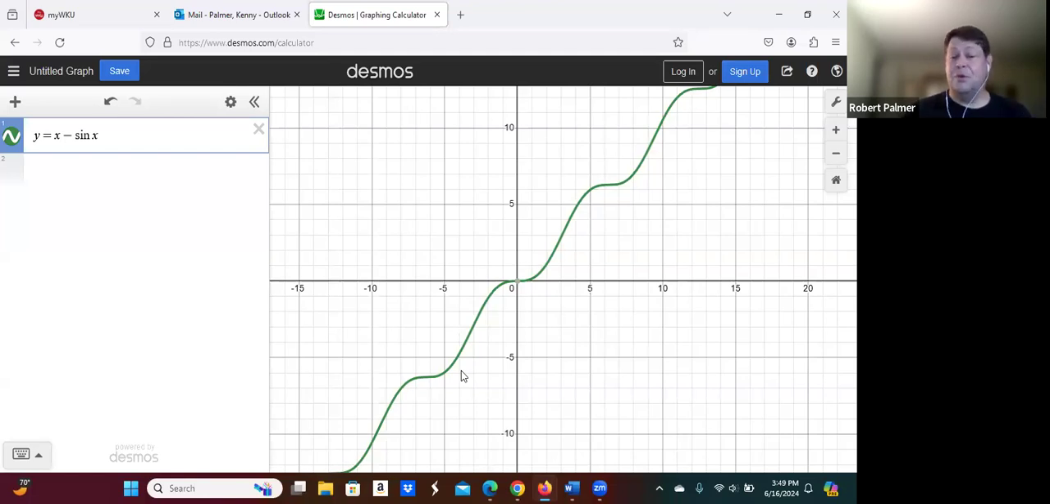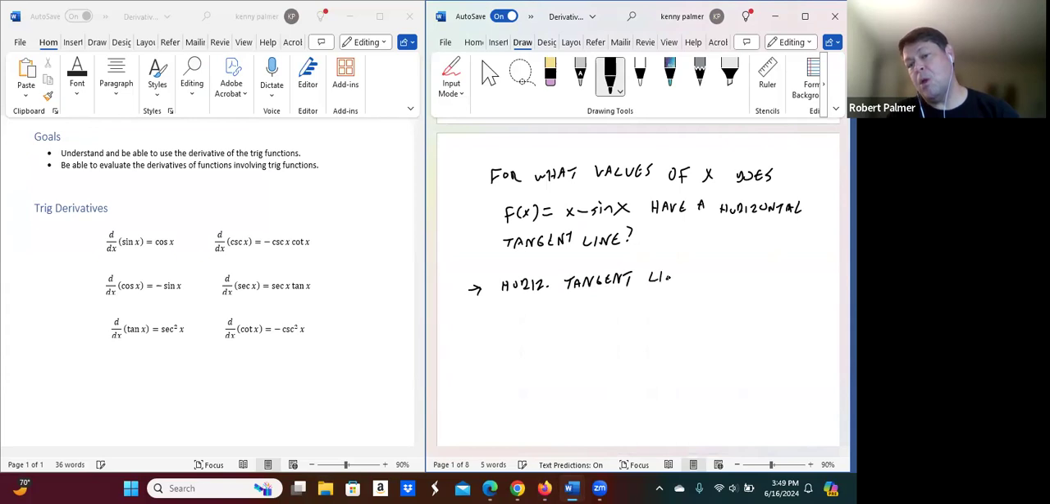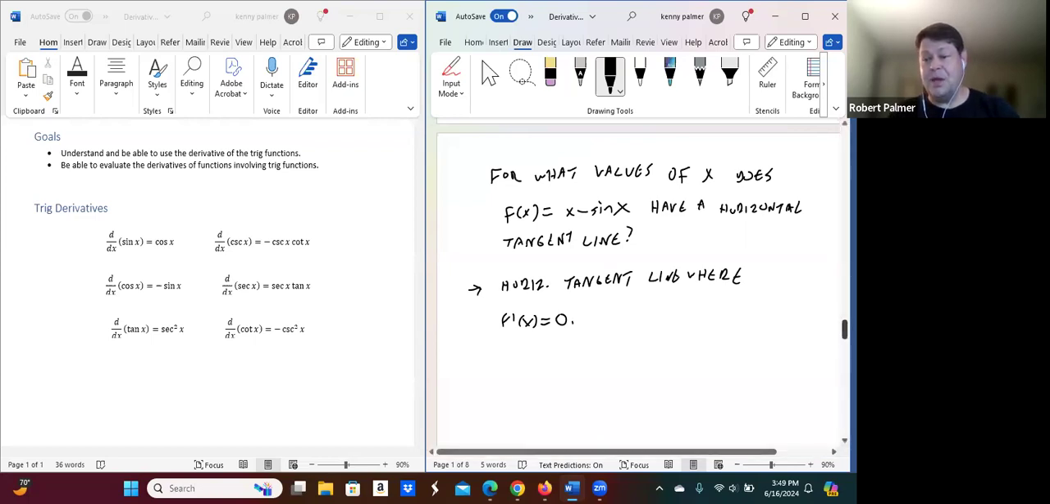Now, remember how that's connected to the derivative. Wherever your derivative is equal to 0, that's where you have a horizontal tangent line. Okay, so that's what we're going to use to actually find those values. So you have a horizontal tangent line where f prime of x is equal to 0, since the derivative gives the slope of the tangent line. Wherever the derivative is 0, that's where your tangent line is horizontal.